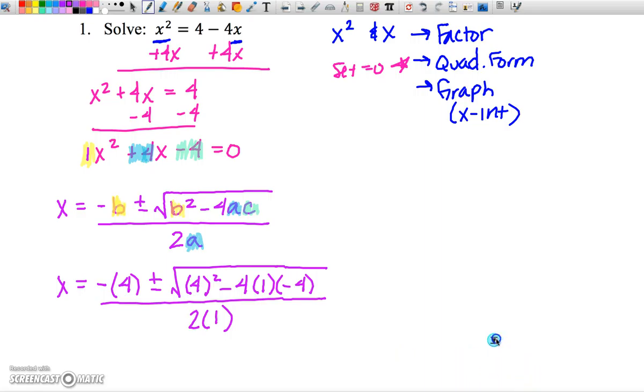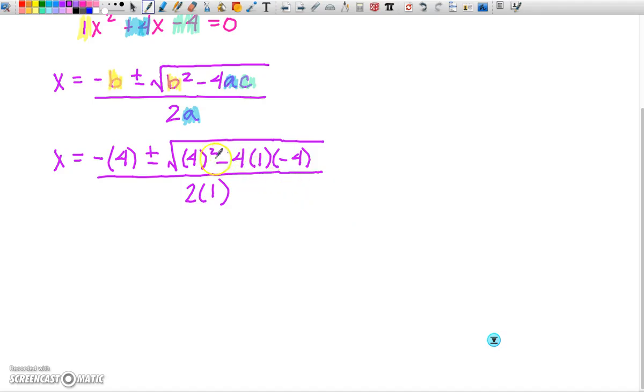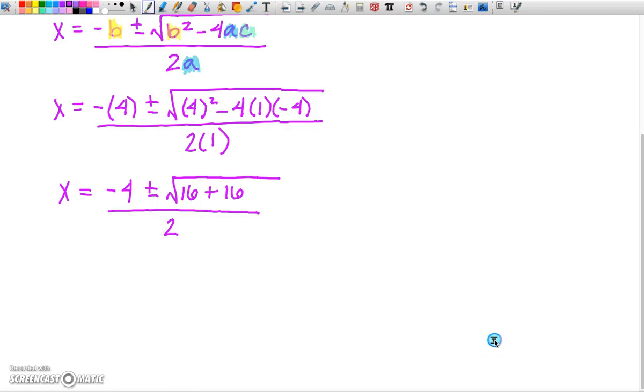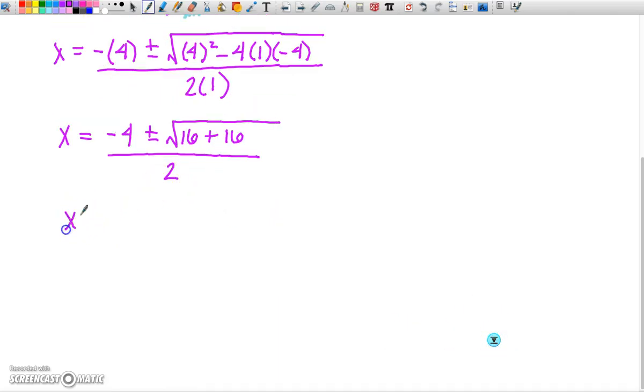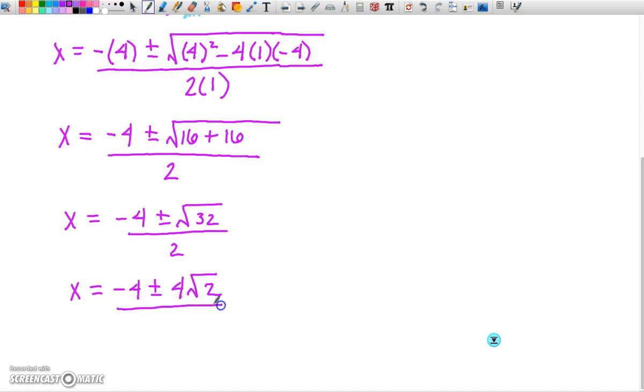And then from here, let me scroll down a little. We need to simplify as much as we possibly can. So we get x equals negative 4 plus or minus the square root of 16, and then we get plus 16 over 2. So as we continue on simplifying, we get x equals negative 4 plus or minus the square root of 32 over 2. But remember, you always have to simplify as much as you possibly can. And at this point, you can use the calculator to simplify because I'm going to kind of jump ahead. So this comes out to 4 times the square root of 2 over 2.